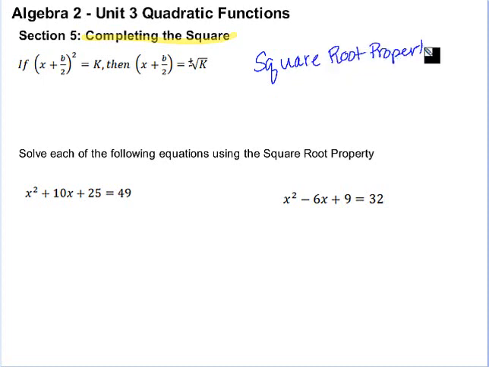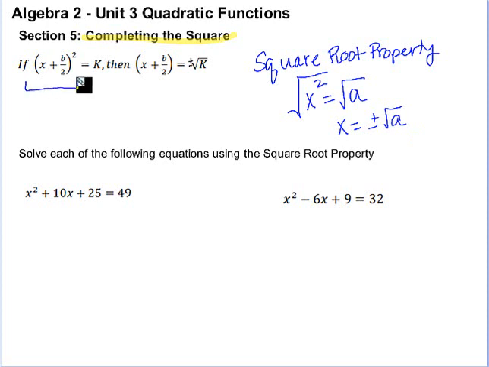Essentially what the square root property tells us is that if we have x squared equals some number a, we can take the square root of both sides, and then x is equal to plus or minus the square root of a. We're just going to take that and apply it to a quadratic. So here, if we have x plus b over 2 squared equaling k, then we could essentially take the square root of both sides. Then x plus b over 2 would equal plus or minus the square root of k. From there, to get the x alone, we would just subtract the b over 2 over. So we'd have negative b over 2 plus or minus that square root of k. That's essentially what the square root property is.